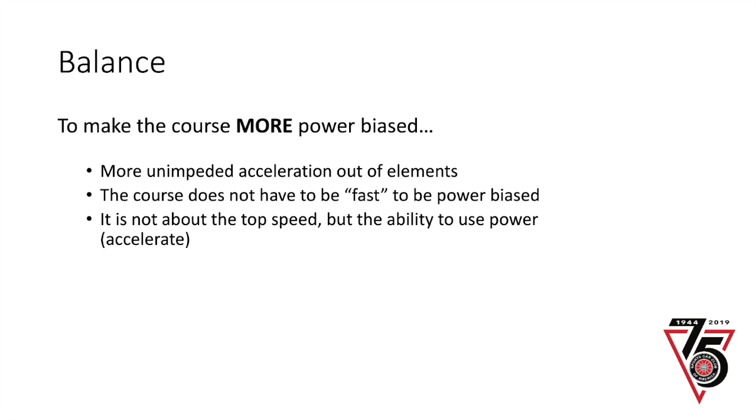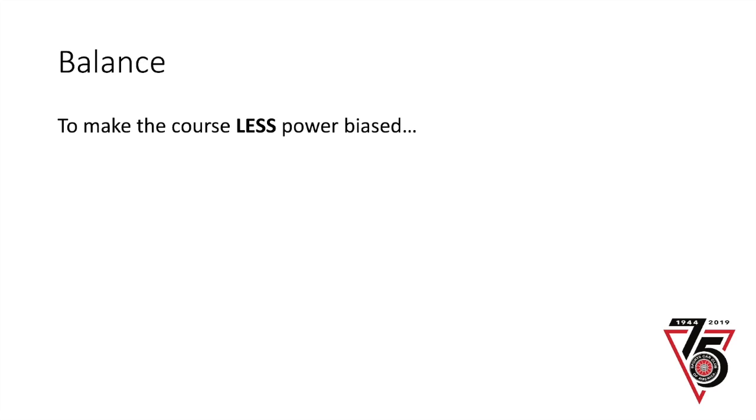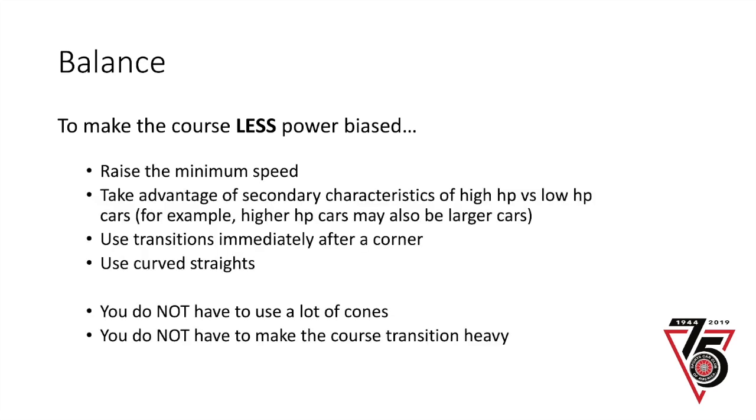Remember, the course does not have to have a high top speed to be power biased. It's not about top speed. Rather, it is about the ability to use maximum power. On the flip side, how might we make a course less power biased? Well, there are a lot of different things we can do. We can raise the minimum speed. This helps keep lower horsepower cars up in their power band, and more importantly, makes the speed range narrower, which limits the amount of acceleration needed.